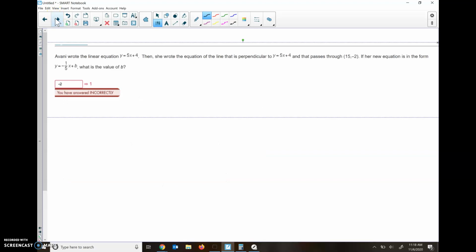Anvi wrote the linear equation y equals 5x plus 4. Then she wrote an equation that is perpendicular to y equals 5x plus 4 that passes through 15 and negative 2. If her new equation is in the form of y equals negative 1/5 x plus b, what is the value of b? This is why I'm doing this on my smartboard here, so I can write out this stuff. So we have y equals negative 1/5 x plus b, and it tells us that it passes through 15 and negative 2. So I'm going to put in those 15 and negative 2.